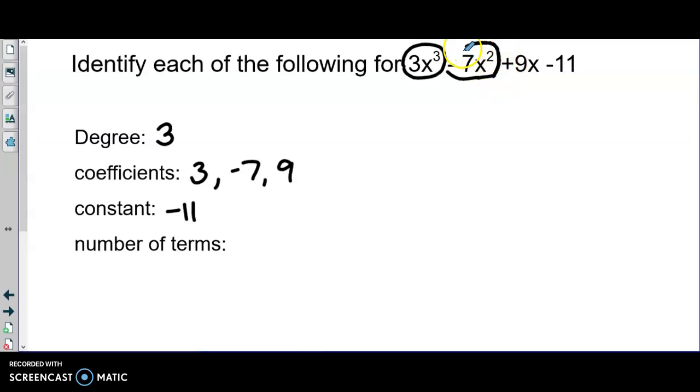So right there's a plus sign, so that's another term. We're going to start from this plus sign and go until we see another operation, and there's a minus sign, so that's the next term. And then this is the last term. So in this case, there are 4 terms.